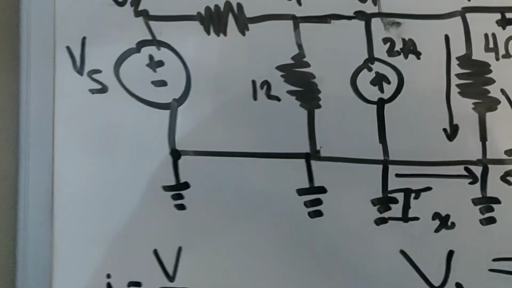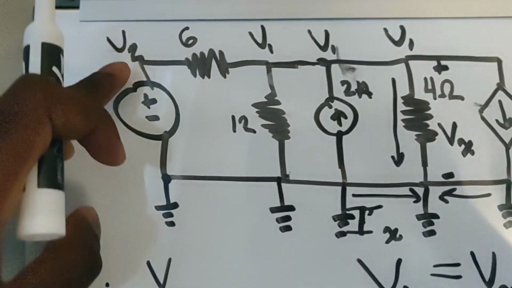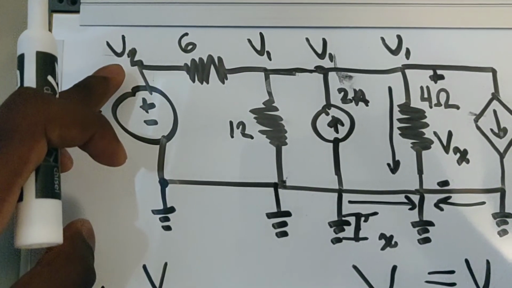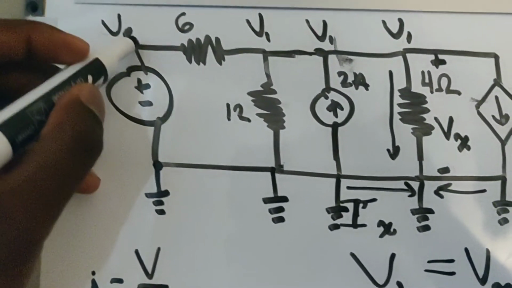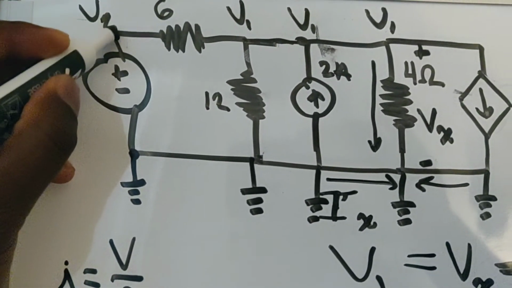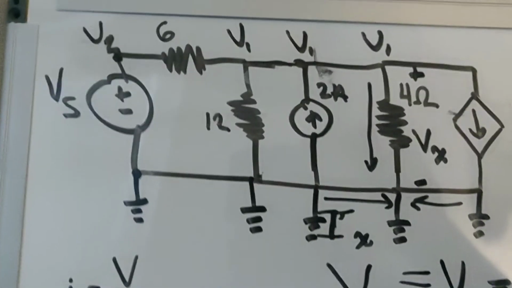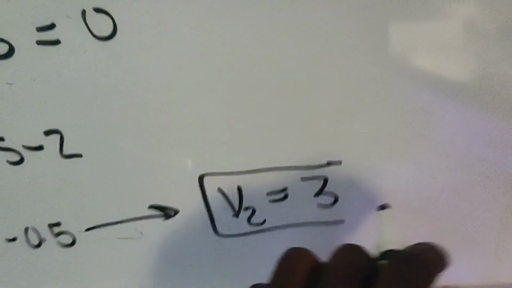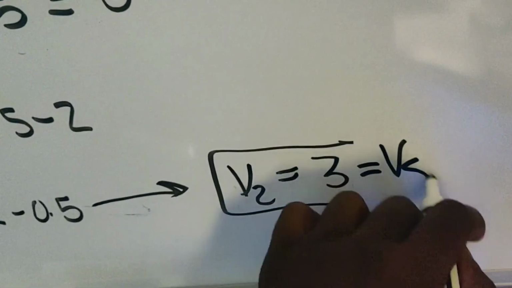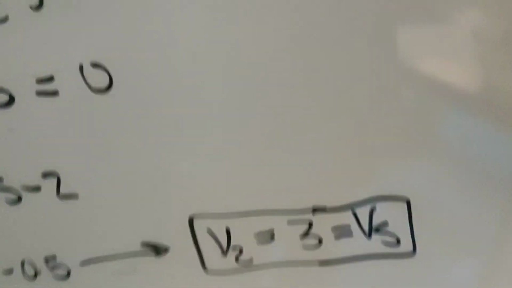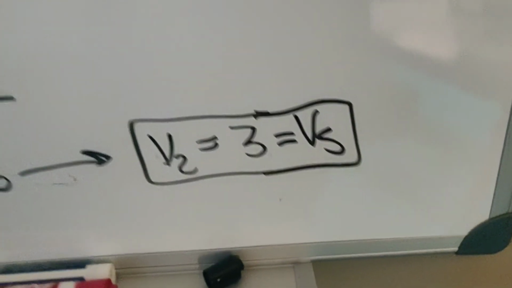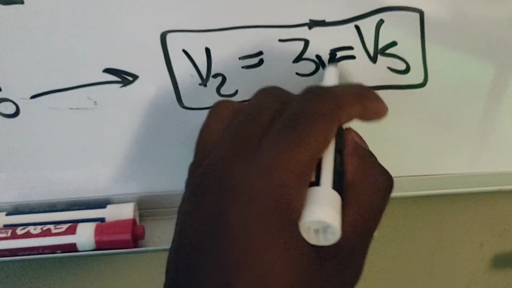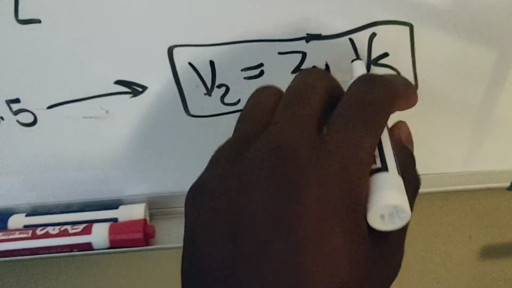Let's go back up to our circuit. We know that V2 is this node sitting right here, and this node is carrying the potential that's sitting right here on this battery. So technically, and quite literally, V2 is equal to Vs. So we have solved our problem. Vs is 3 volts.